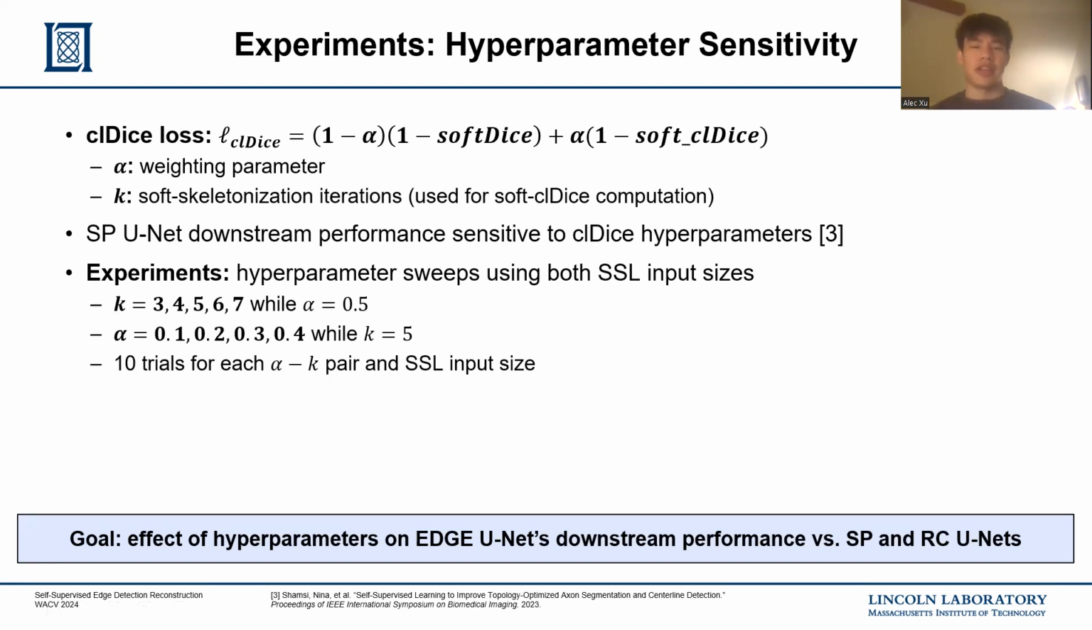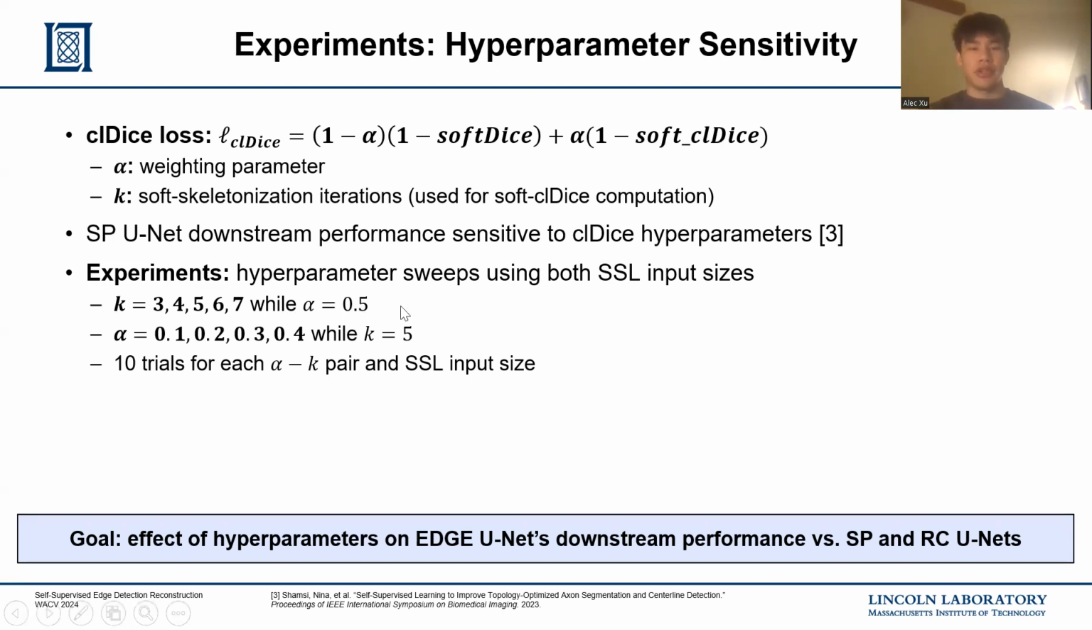Secondly, we wanted to investigate how the hyperparameters in the CL dice loss impact downstream performance as well. So as a reminder, this is what CL dice loss looks like, and these are the 2 hyperparameters. Again, previous work has shown that the slice-permutation unit's downstream performance is quite sensitive to the choice of hyperparameters. And so again, we wanted to investigate if this was the case for the other 2 SSL pre-trained models.